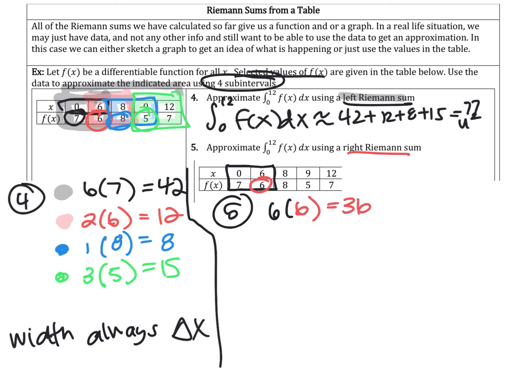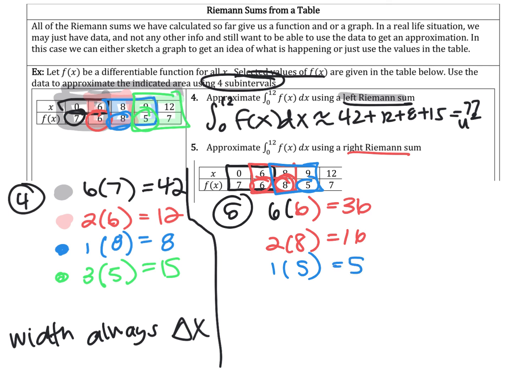If I then look at red, which is going to be using these 2 points, the width is going to be 2 from 6 to 8. I've moved 2 x's. And my height, again, is going to be the right-handed value, which is going to be 8. So that's going to give me 16. Looking at the next 2 values here, the width is 1. Looking at the right side for my height, that's going to be 5.